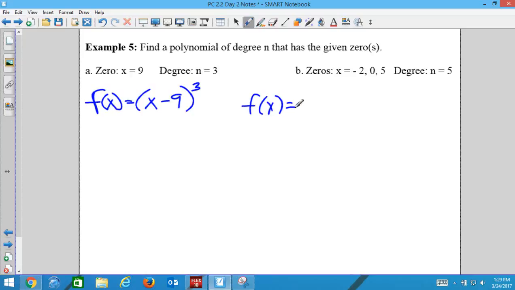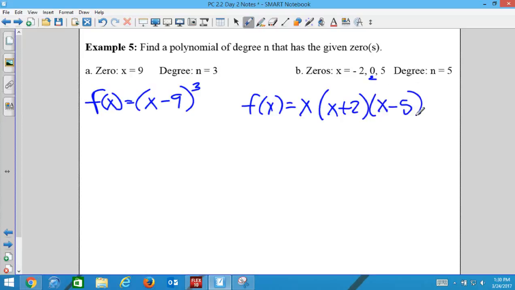So look at this next one. So the next one, there's 3 zeros. So let's write what we would have, x first, even though it's written second. I'd still write it first. And then we would have x plus 2, and we'd have x minus 5. But this has a degree of 5. How many x's do I currently have written here? 3. I need to make it 5.